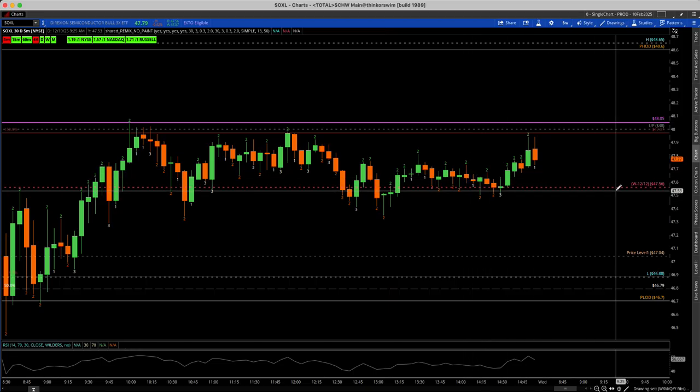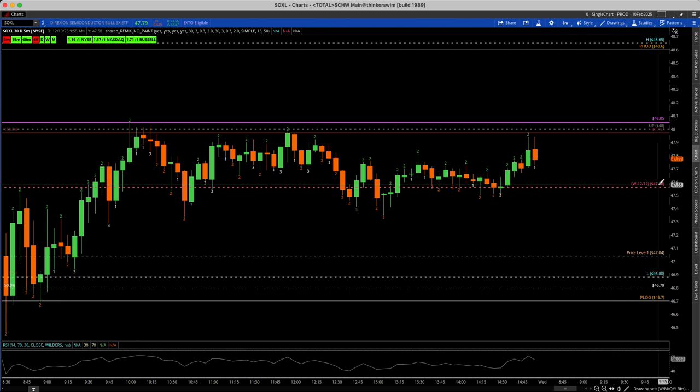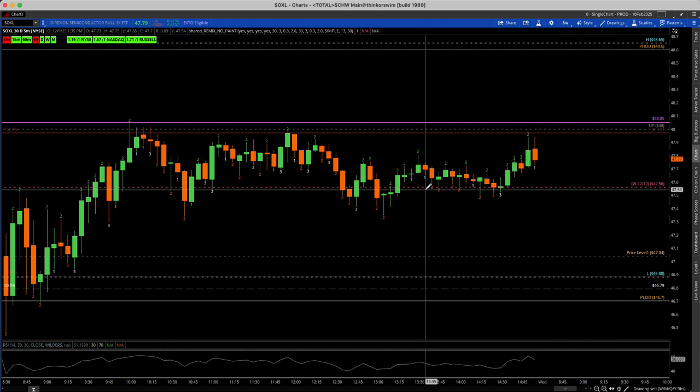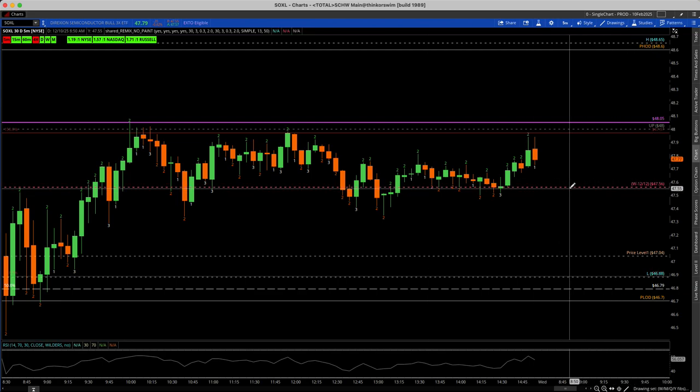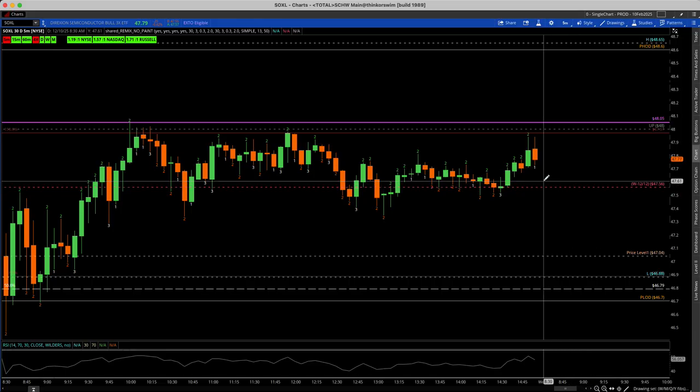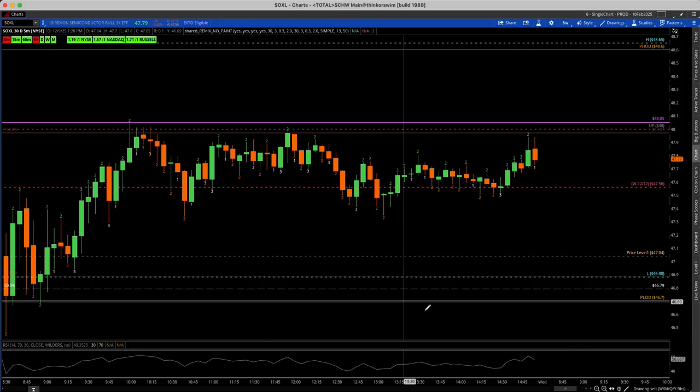Honorable mention level here, or a couple of them here. The week flip, this 47.56, this was the first traded price of the week. So as long as price is above that level, the week is green. If price is below that level, then the week is red.